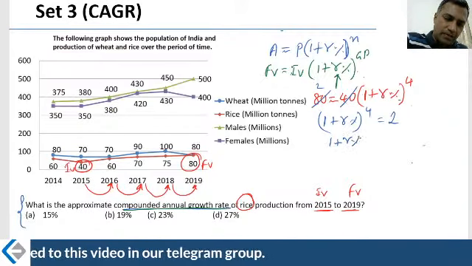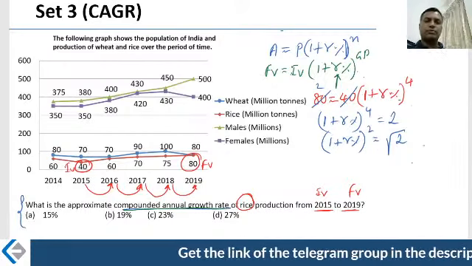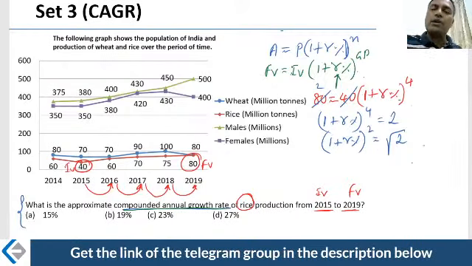1 plus R percent whole square. Because you took the square root, it will become what? Root 2. Therefore this becomes what? Root 2. What did you do? You took the square root on both sides.